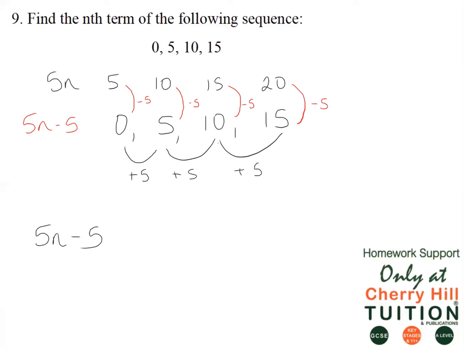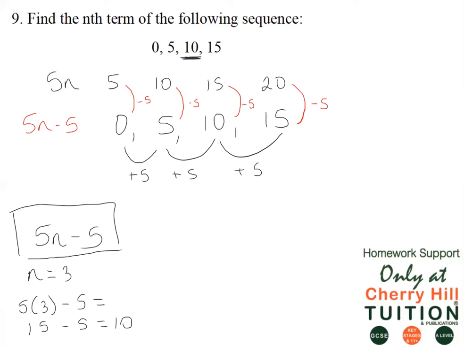Okay, so again, what we can do is check if our answer is correct by substituting different values of n. So let's take our third term, which is 10. Because it's our third term, this means that n is equal to 3. So if we substitute n is equal to 3 into our nth term, we should get 10. So 5 multiplied by 3 minus 5 gives us 5 multiplied by 3, which is 15, minus 5, which is 10, which matches our third term. Okay? So try this question again on your own without looking at my answer to check if you understand.